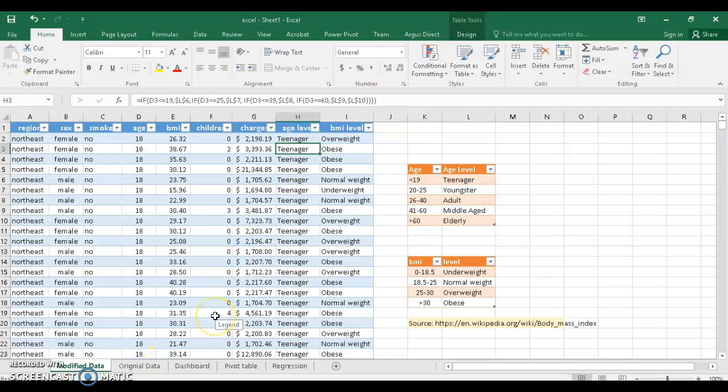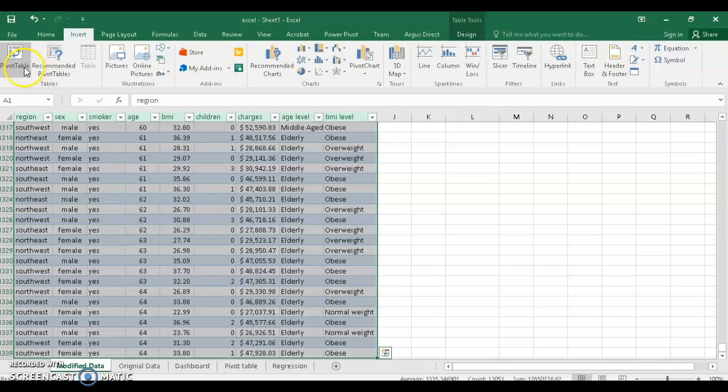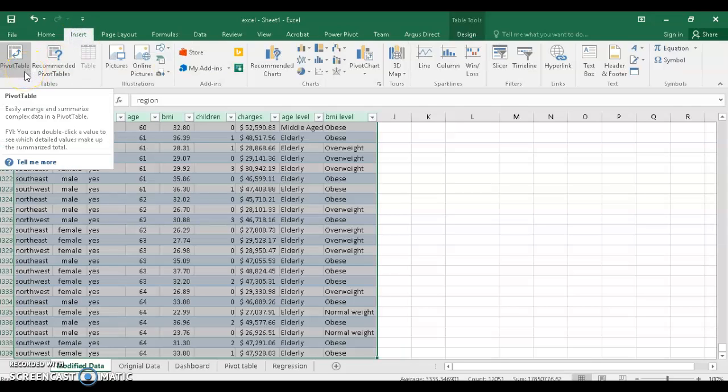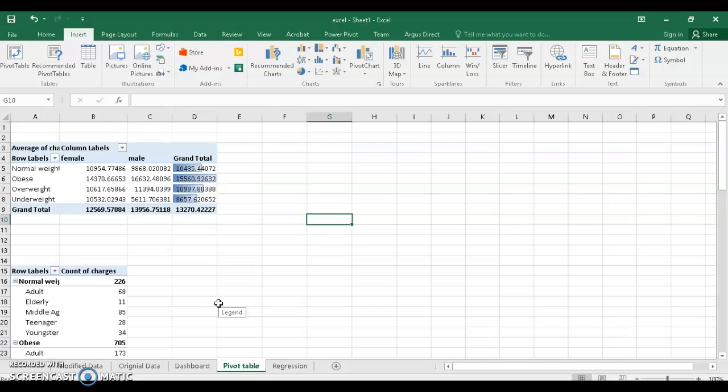After modifying the dataset, I create a pivot table. It's quite easy to create a pivot table. You just need to select the whole dataset and insert. You can see there's a pivot table button in the insert tab. But I have already inserted the pivot table, so I won't do it again. As you can see, there are 6 pivot tables I created.